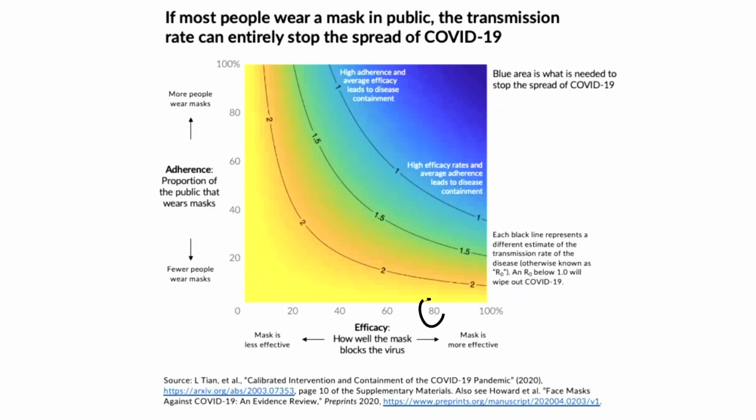If 80% of people wore an 80% effective mask, the R-value would decrease to just below 1, and the pandemic could be brought to a halt. If 100% of people wore 100% effective masks, the pandemic could end in a matter of weeks, as the low R-value would mean that most people were not transmitting the virus.